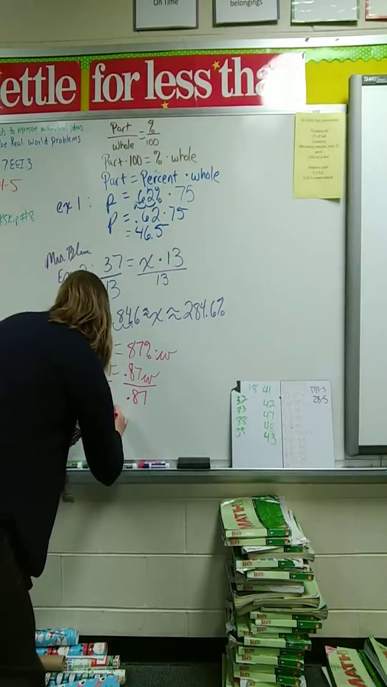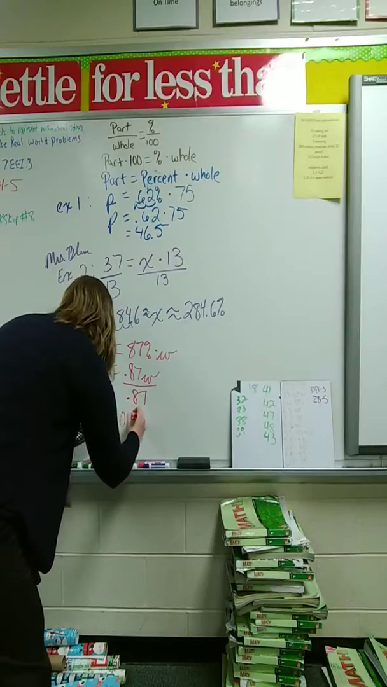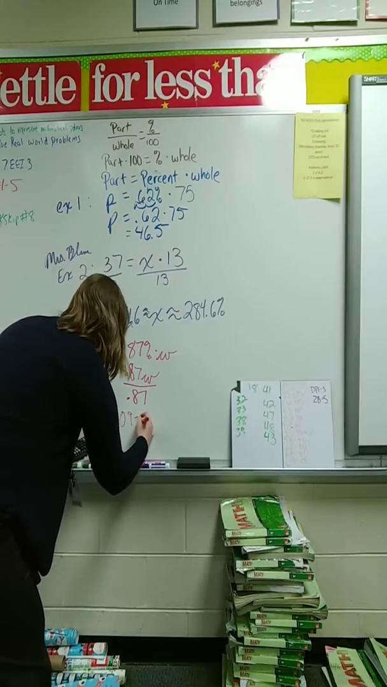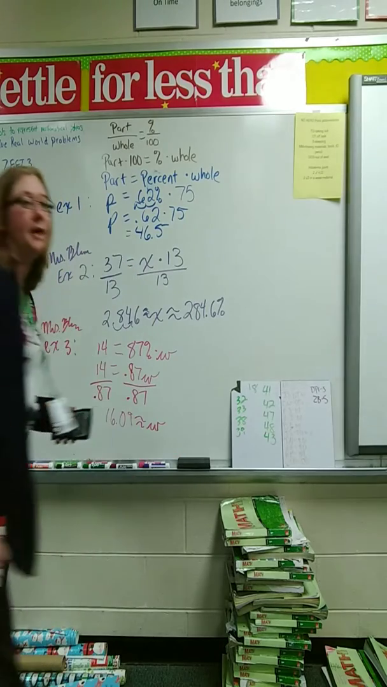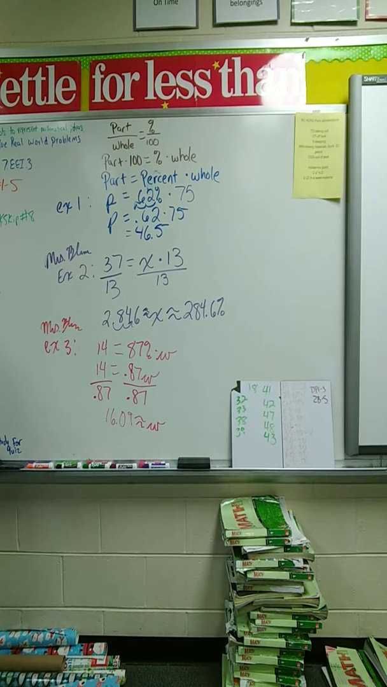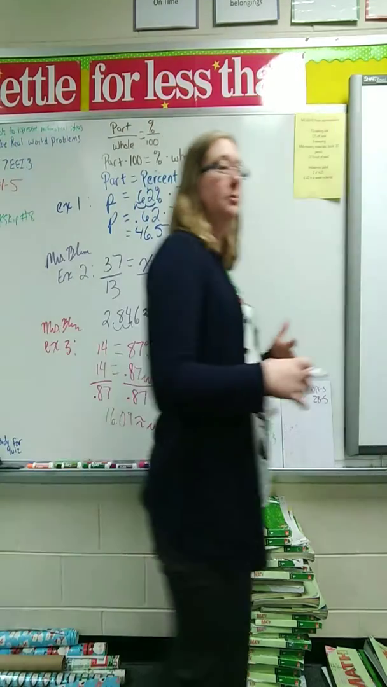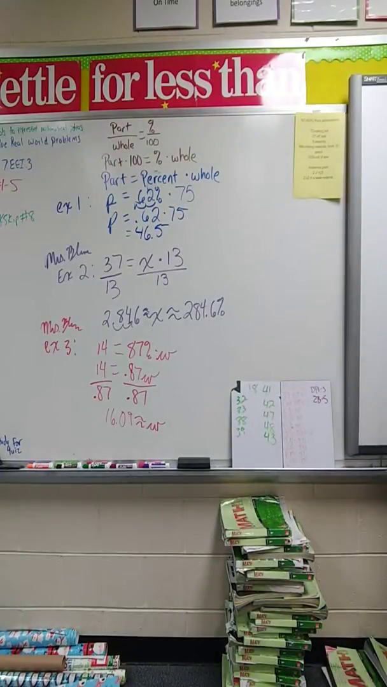16.09. And we have another non-terminating, non-repeating decimal, so I'm going to round it to 2 decimal places. And I end up with 16.09 is approximately W, my whole. Alright? Questions about this? Yes, no, maybe? Easy peasy?